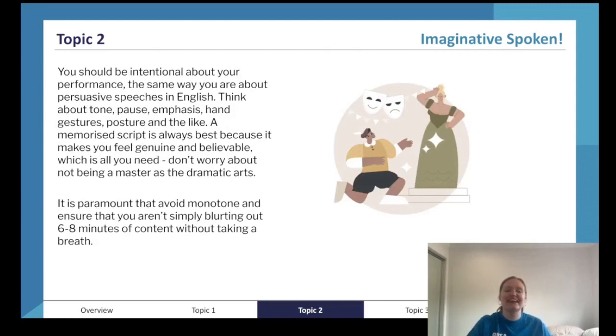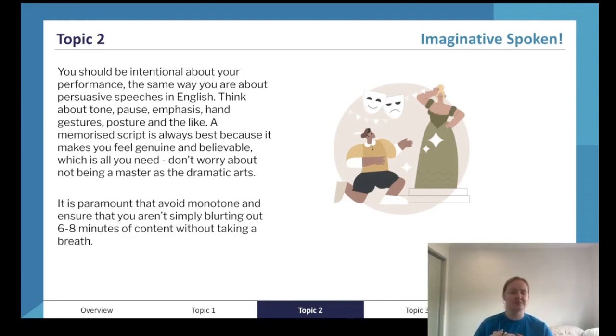And then when it comes to the actual acting, the performing of the piece, it's important to be really intentional in the same way that you're intentional when you're putting together your persuasive speeches in English. So you're thinking about tone, pause, emphasis, hand gestures, postures, and the like. Now, this is something that comes a little bit more naturally to some than it does for others.